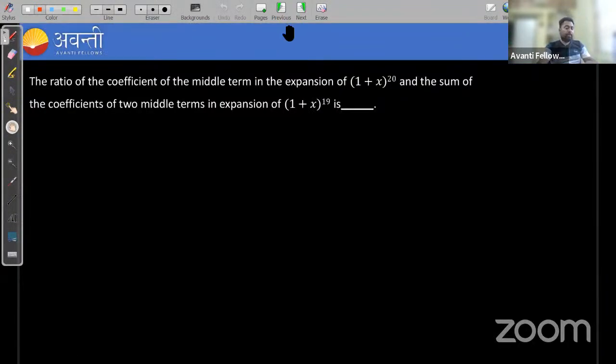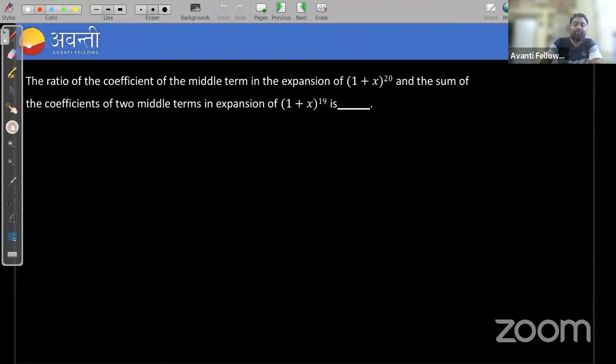Now, the ratio of the coefficient of the middle term in the expansion of (1 + x)^20 and the sum of the coefficients of the two middle terms in the expansion of (1 + x)^19. Okay, so you need to find the ratio of the coefficient of the middle term. So first, our job is to solve this question.